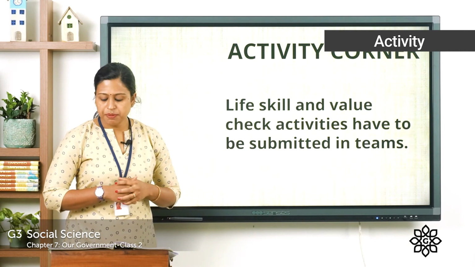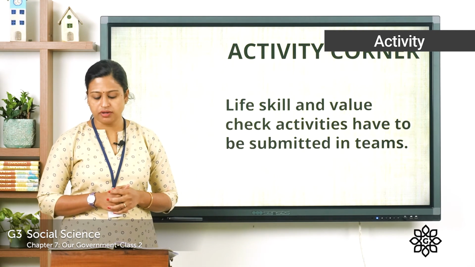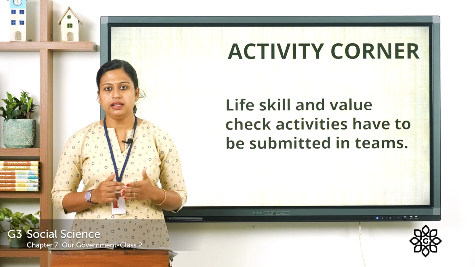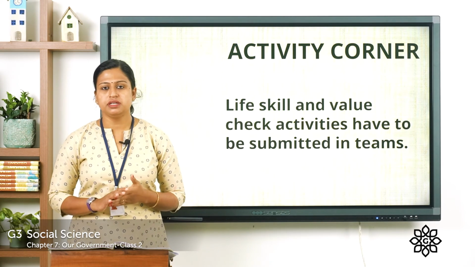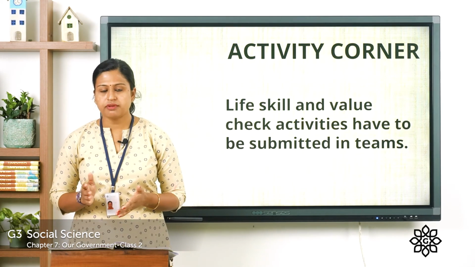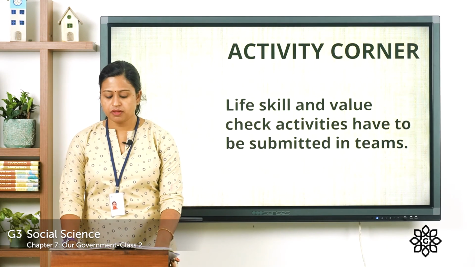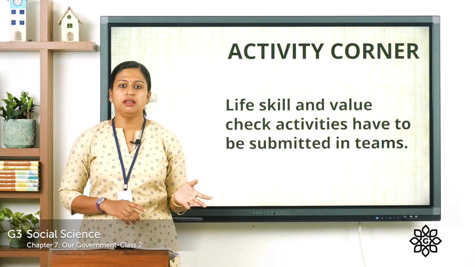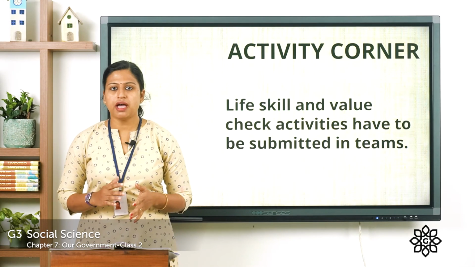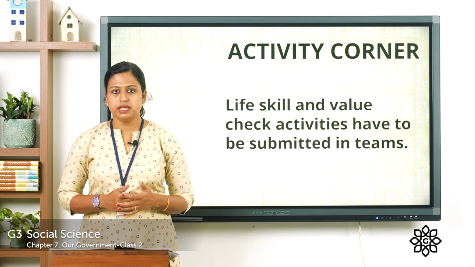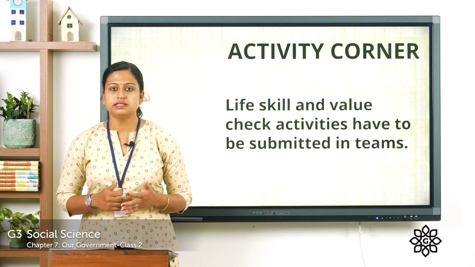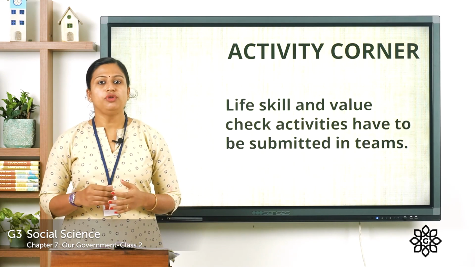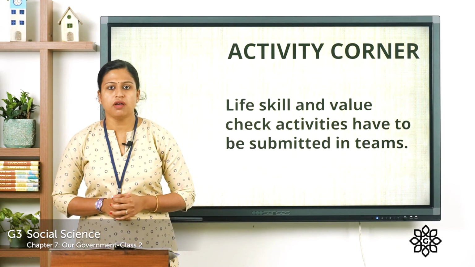Now, on page number 53, you have the activity corner. There are 4 activities: find out, project, life skill and value check. For the find out activity, you have to read it carefully and write the answer in your notebook. The project, we have already discussed in the previous class, so you don't have to do it again. The 3rd activity is the life skill activity and the 4th one is value check. You have to read it carefully and answer it in your notebook, then submit in Microsoft Teams.